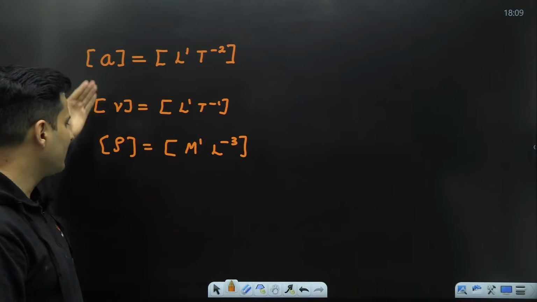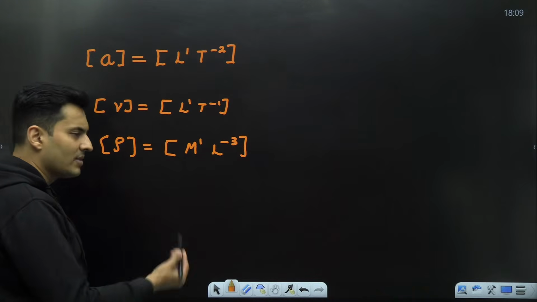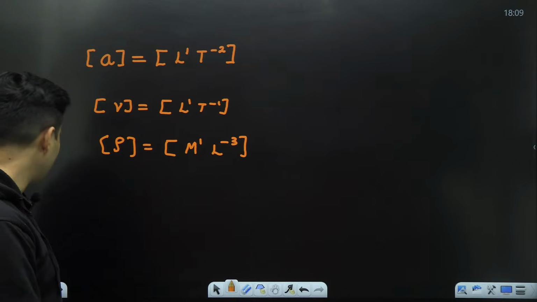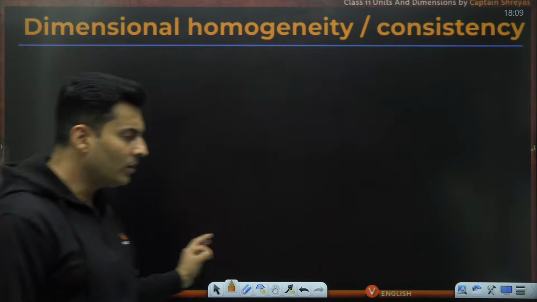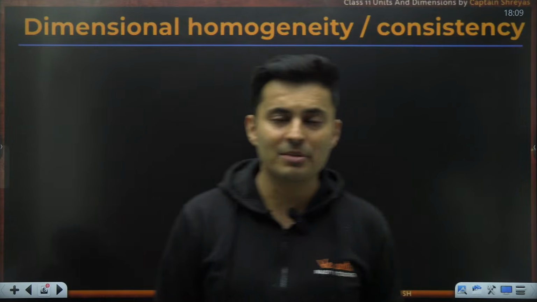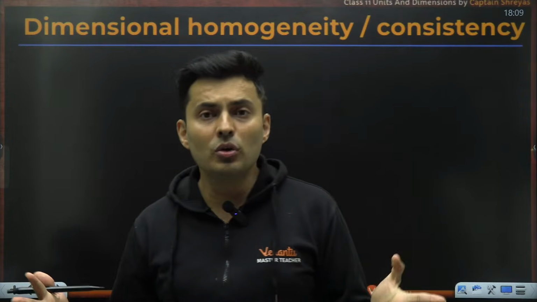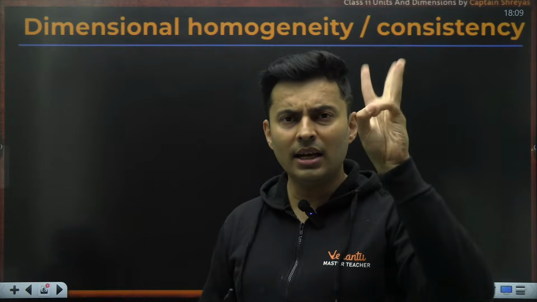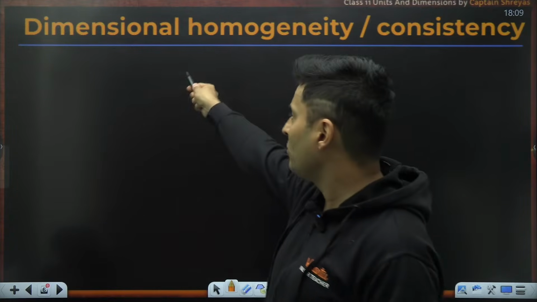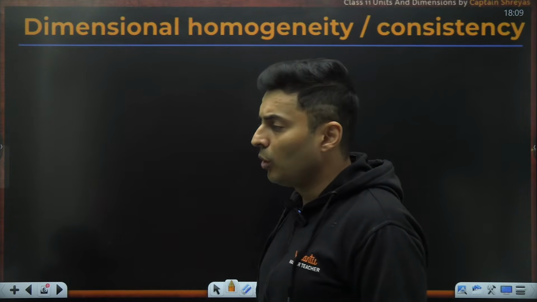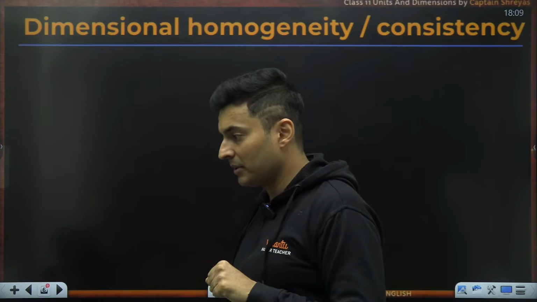So these are some of the examples of dimensions of some physical quantities, which we have seen in the previous session. Now let's talk about the application part. Where do you use it, etc. There are three main uses. First one is the dimensional homogeneity and the consistency part.